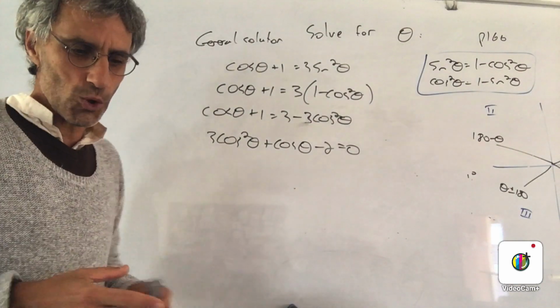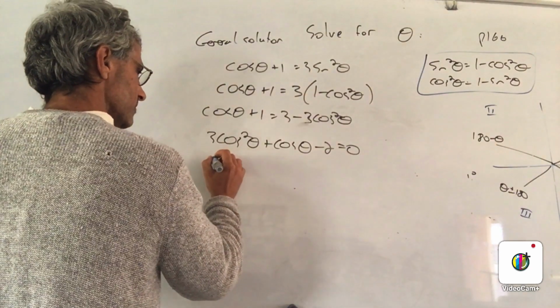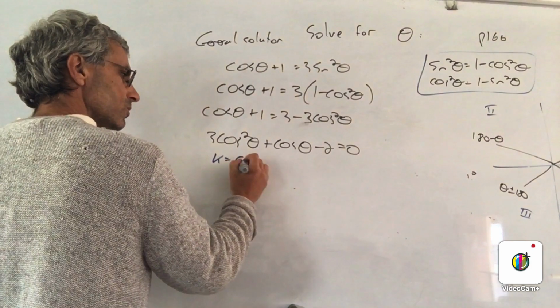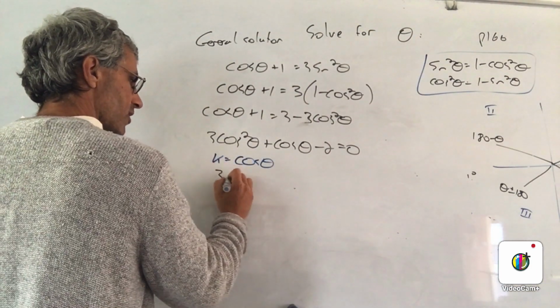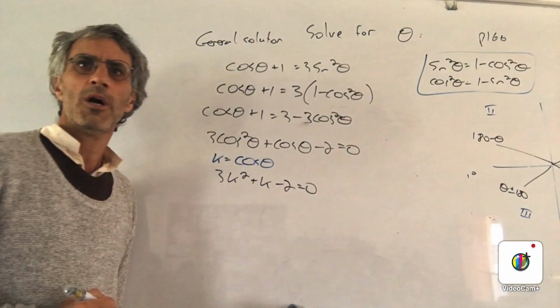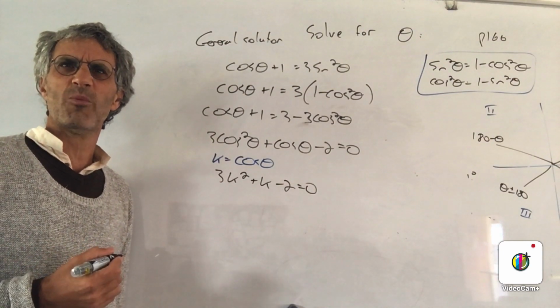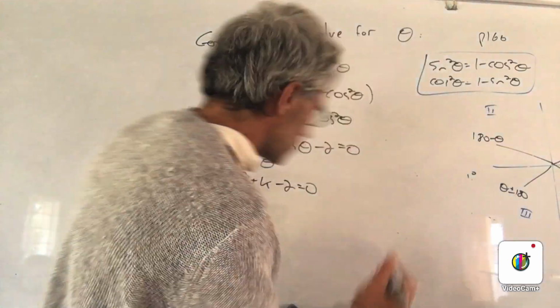So you could use the k method. You don't have to, but you could. So you can say k equals cos theta. And then with this substitution, we can write 3k squared plus k minus 2 equal to 0. And then we just solve it. How do we solve it? Do we factorize? Just use the calculator, okay? Just use the calculator.